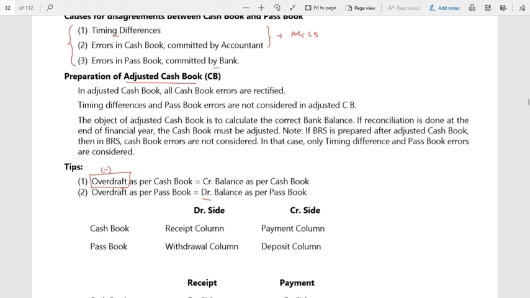So let us read that. In the adjusted cash book, all the cash book errors are rectified. Timing differences and passbook errors are not considered in the adjusted cash book. Timing differences, like checks deposited but not collected, will not be corrected, because only when the check is collected can I recognize it. Suppose interest is paid in a bank.